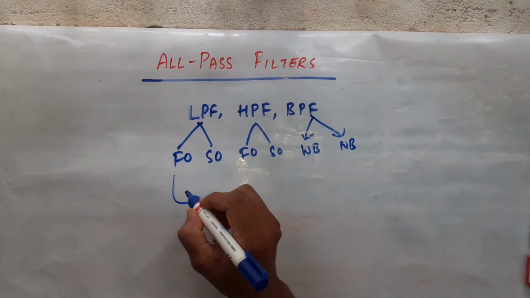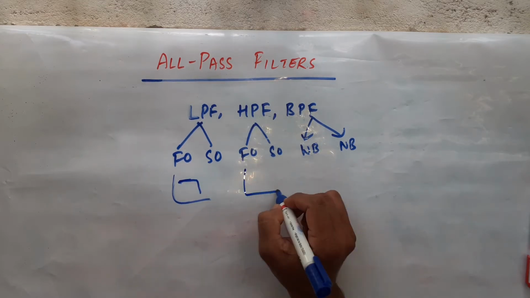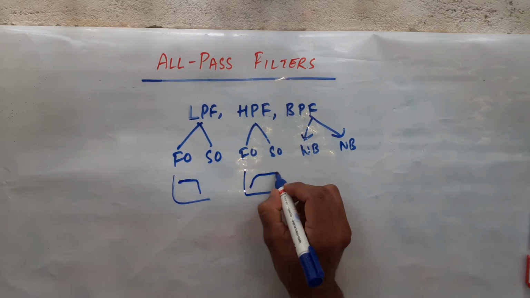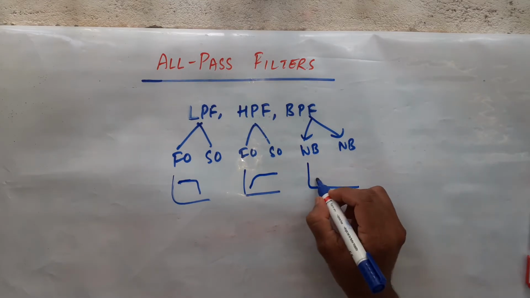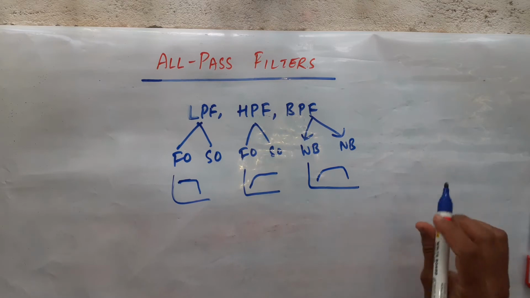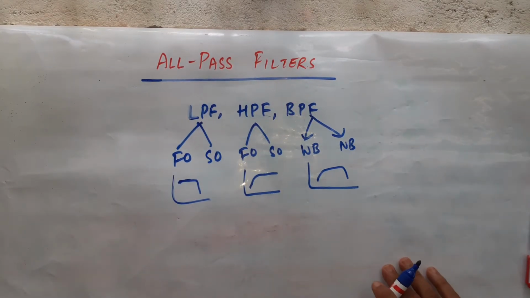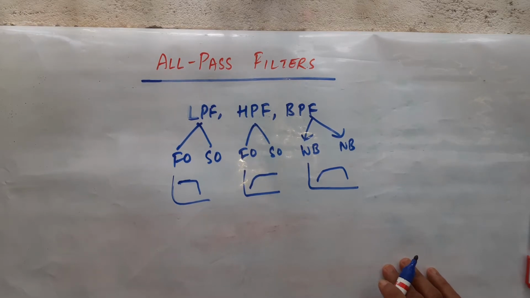So this was having a frequency response like this, right? And this was having a frequency response like this. And this was having a frequency response like this. In all pass filter, it is different from all of this. All pass filter means a filter which will pass all the frequency.